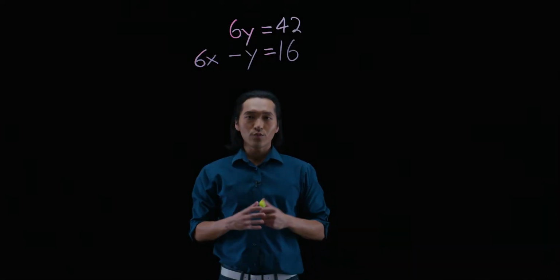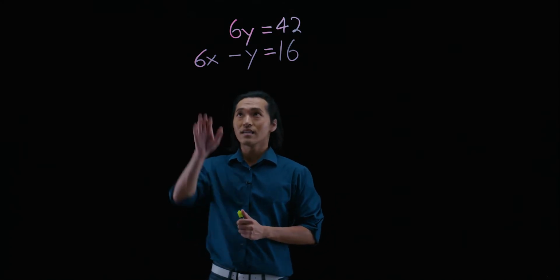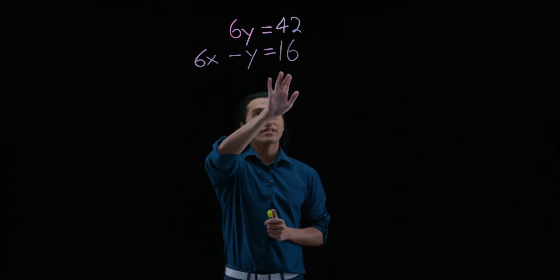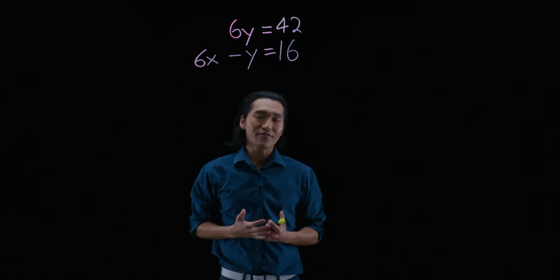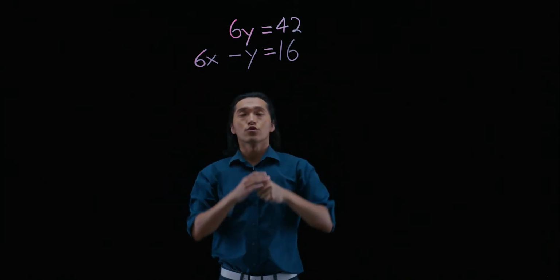Hi, I'm David. So for this problem, we're given two equations, 6y equals 42 and 6x minus y is equal to 16. And they want us to use our graphing utility to figure out the solution for these two equations.